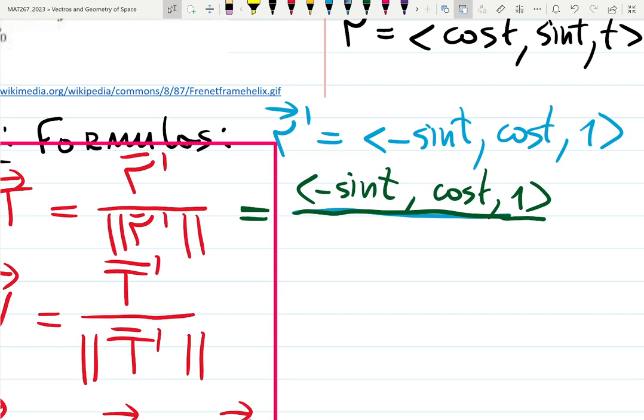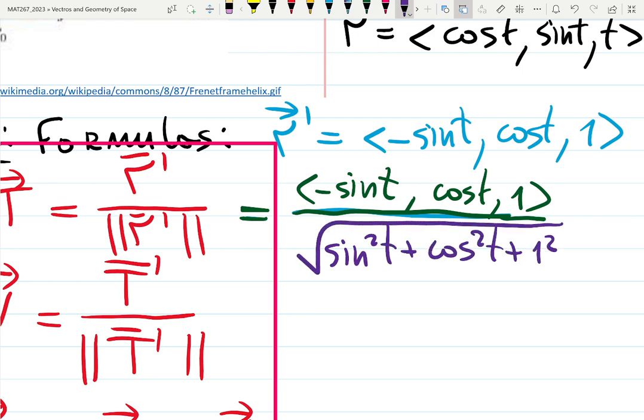So the size of that vector is what? Square root of what? You remember the magnitude? Square root of sine squared plus cosine squared plus 1 squared. Sine squared plus cosine squared gives you 1, so it's square root of 2. Should I write it down carefully, or you got it? Oh yeah, let's write down once. Sine squared plus cosine squared plus 1 squared, like so. That's a square root of 2.